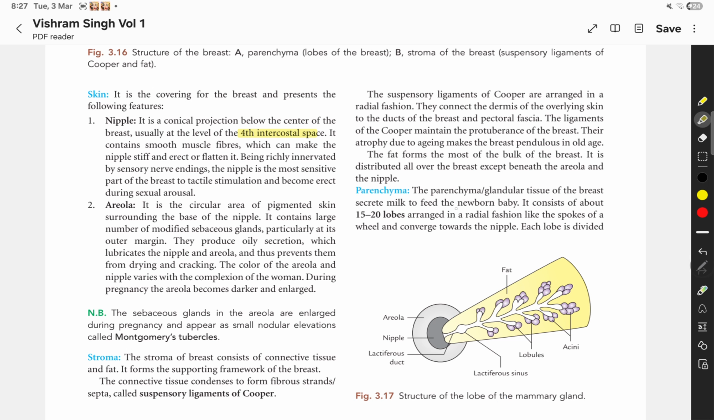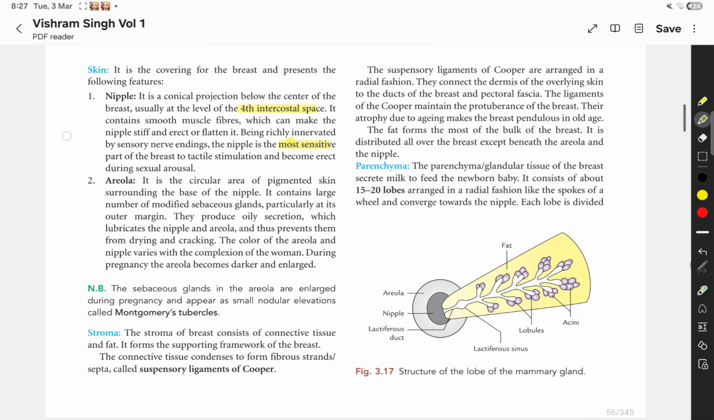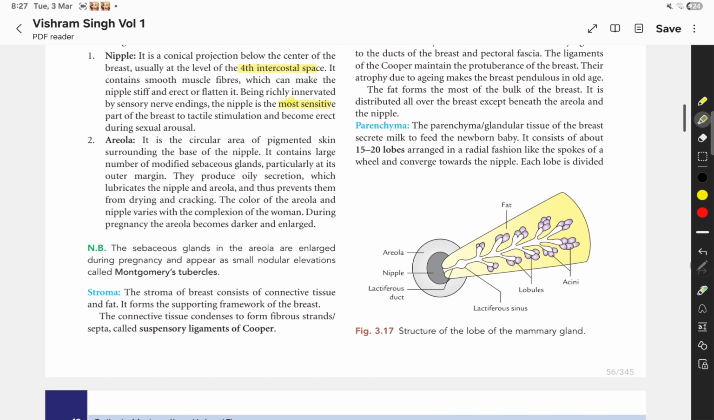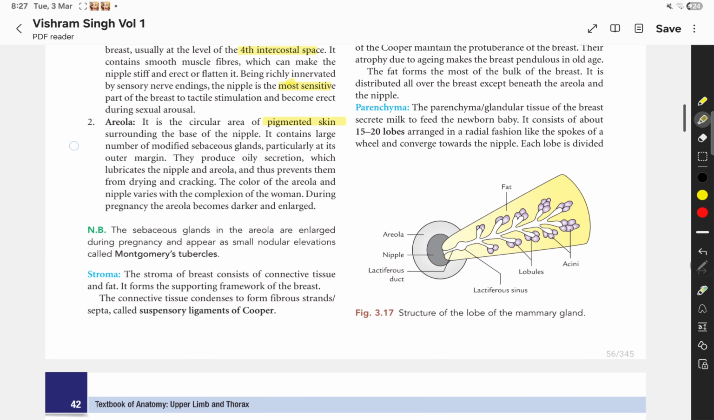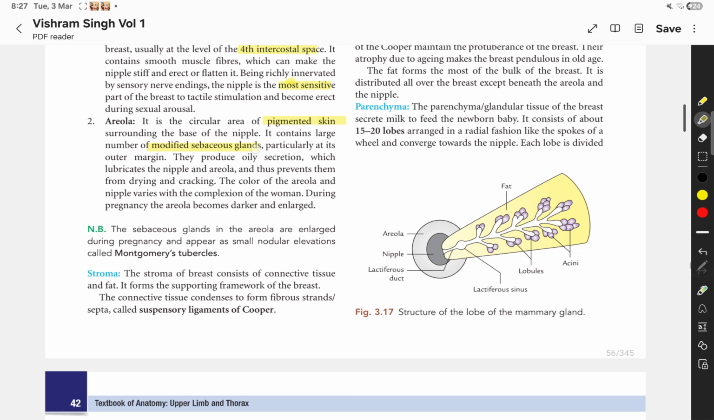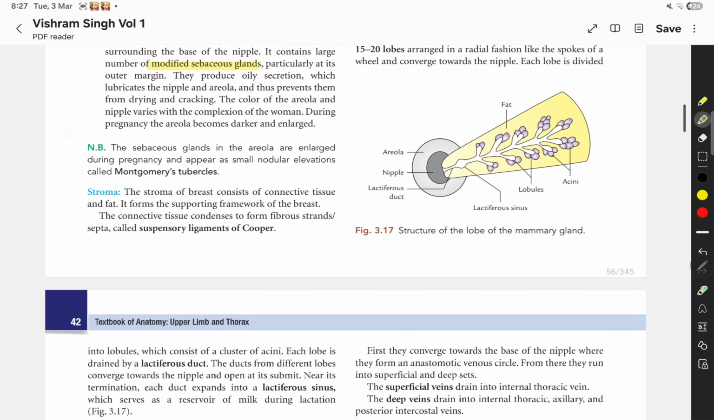Being richly innervated by sensory nerves, the nipple is the most sensitive part of the breast to tactile stimulation, being erect during sexual arousal. Areola is the circular area of pigmented skin around the base of the nipple. It contains large number of modified sebaceous glands, particularly at its outer margin. They produce oily secretion which lubricates the nipple and areola and thus prevents them from drying and cracking. Color of the areola and nipple varies with the complexion of the woman. During pregnancy, the areola becomes darker and enlarged.